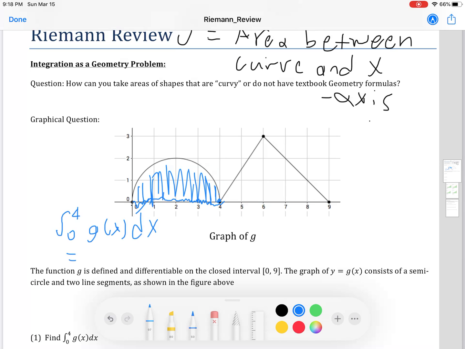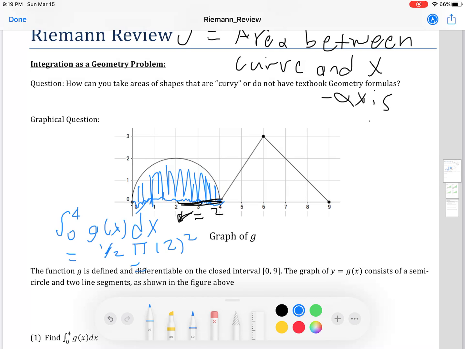So let's tell what this is geometrically. It's just half a circle. And remember, the formula for a circle is pi r squared. We can see here that the radius r is equal to 2. And we are okay keeping your answer in terms of pi.